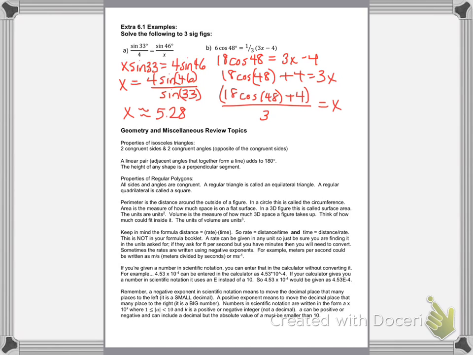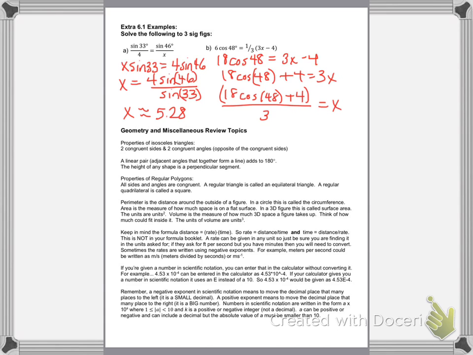Now, why did I not do that on the last one with the 4 sine of 46? Because you're multiplying. Okay, so it's not a big deal. You can multiply and divide, and it's the order of operations. It's fine. If I don't put that top in a parenthesis in this scenario, it's only going to divide the 4 by 3. So think about the way that would look. 18 cosine 48 plus 4 divided by 3. It's only going to divide the 4, which is obviously not what I want.